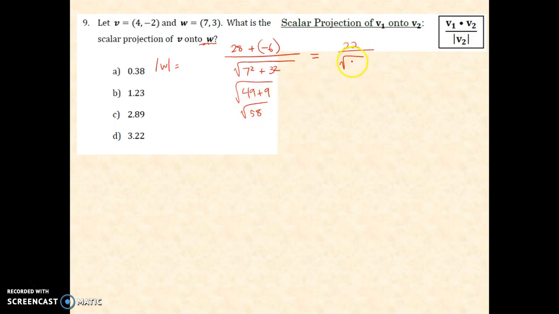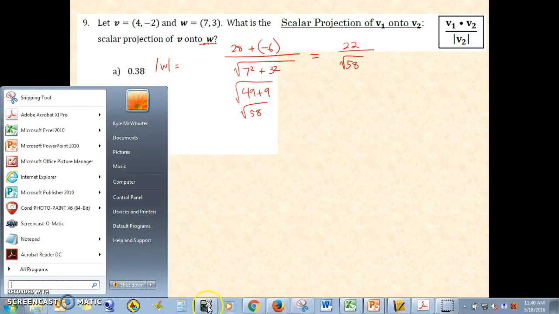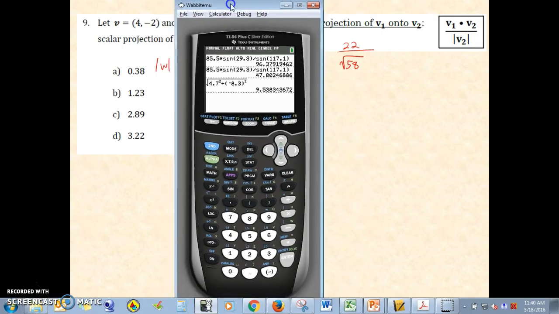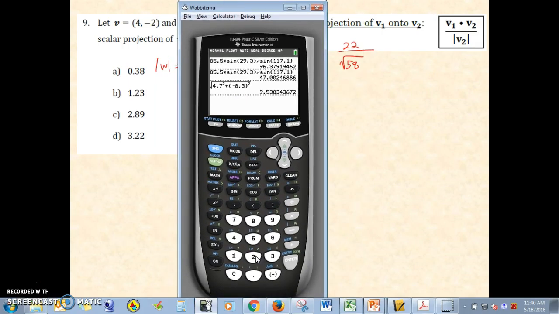So 22 over square root of 58, and all of our answers are in decimals, so we can throw this in our calculator. 22 divided by square root of 58 is 2.8887, which would round to 2.89.